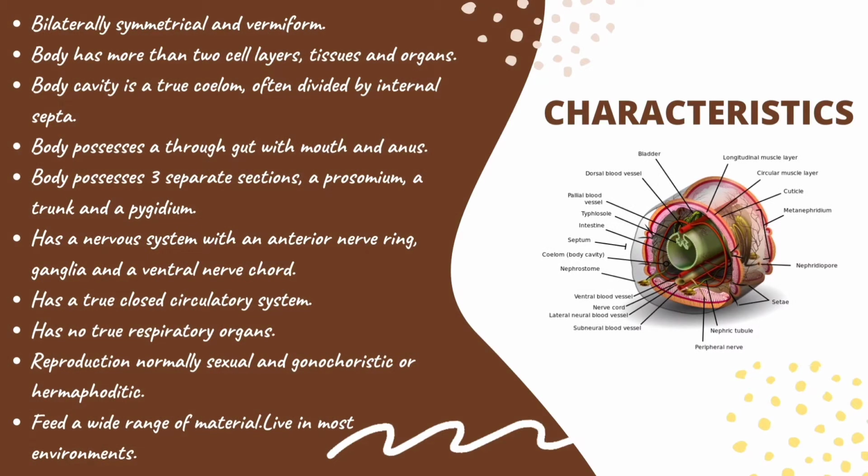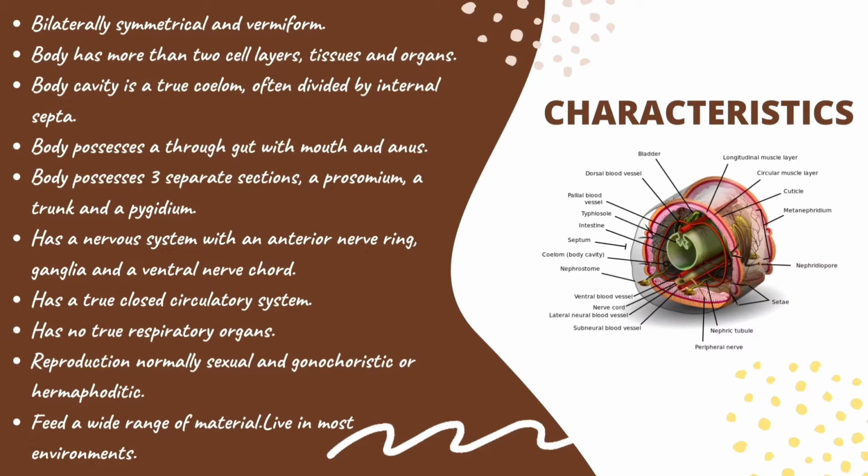Bilateral symmetry is the division of the animal through a vertical plane, resulting in two mirror image, right and left halves. You can imagine a butterfly, a crab, or even ourselves as humans. The right and left sides are just the same. Vermiform is resembling the form of a worm.